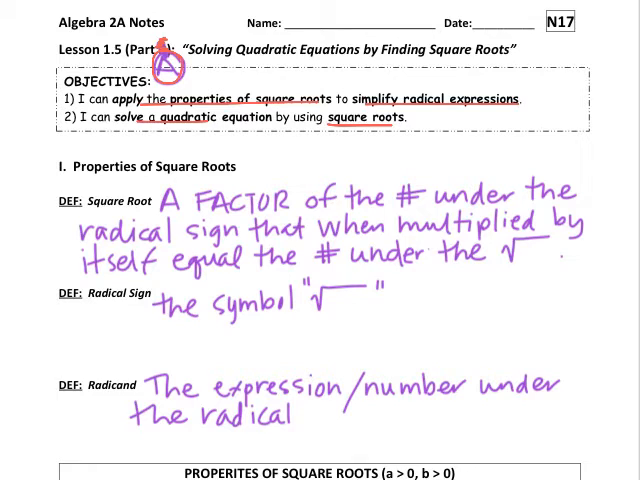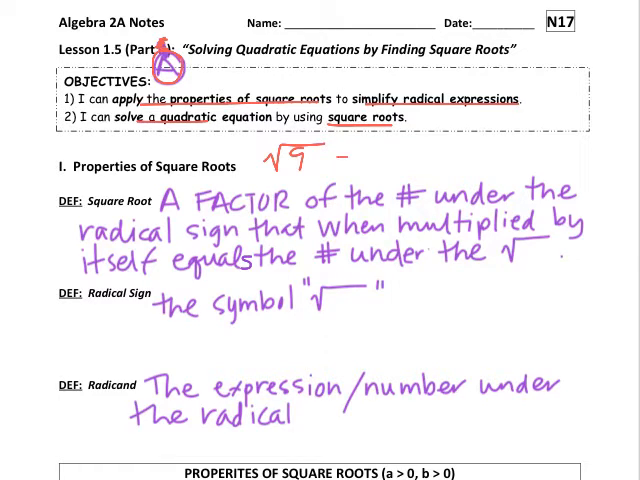So to begin, let's look at the definition of square root. It's a factor of the number under the radical sign that, when multiplied by itself, equals the number under the radical sign. So a factor would be a number times another number, but in this case, it's going to be the exact same number. So for example, if we have the square root of 9, think of a factor of 9, so numbers that multiply to the number under that symbol, but it has to be a number times itself.